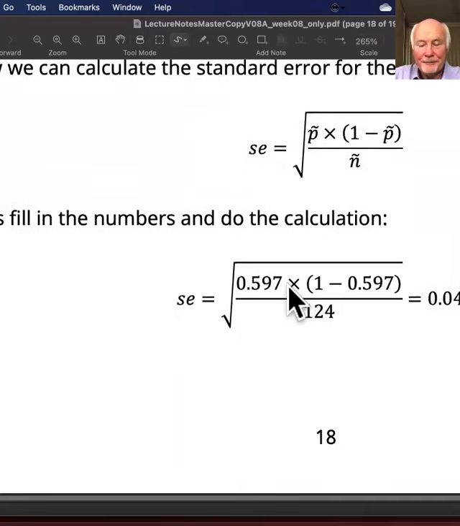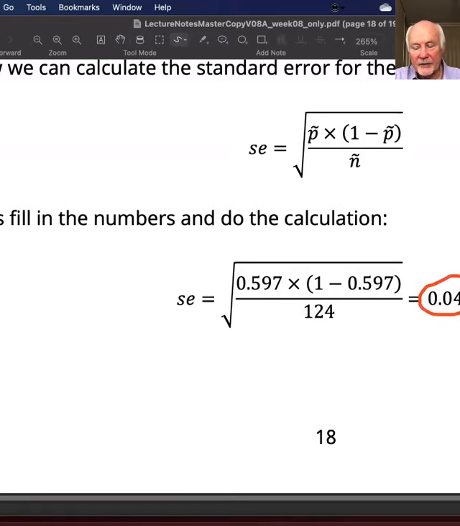So let's do it. That's the calculation there. We're going to multiply the adjusted proportion, which is 0.597 rather than 0.6, by 1 minus 0.597, and then we divide that by 124 and we get 0.044. So that's our standard error.